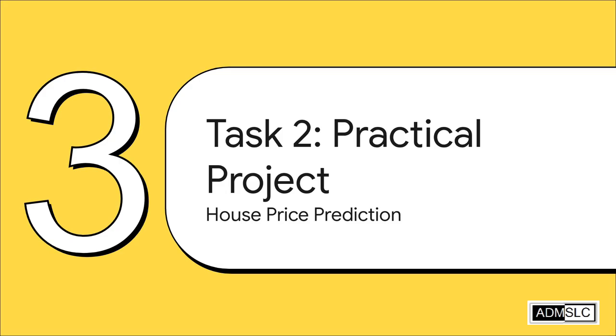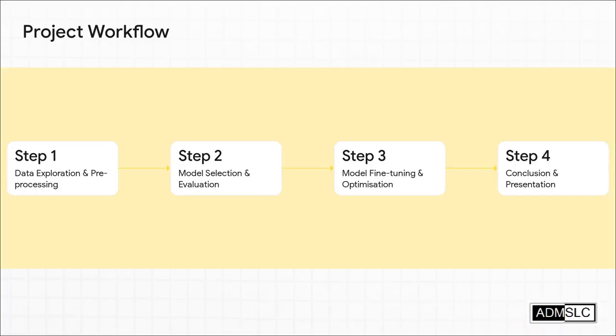All right, let's move on to the main event, the practical project. This is where you get your hands dirty, where you apply all that theory, and it's worth a whopping 60 marks. Now, the great news is that this huge task is broken down into 4 pretty logical steps. You'll start with just exploring and cleaning up the data. Then you'll select and test out your model. After that, you'll work on fine-tuning it to make it better. And finally, you'll wrap it all up with your conclusions in a professional presentation.